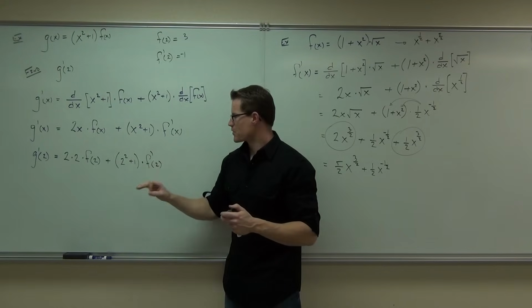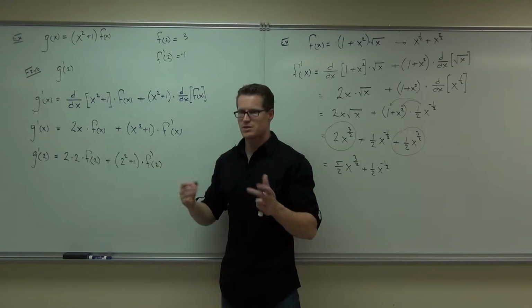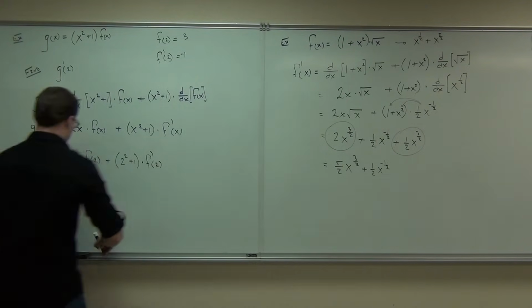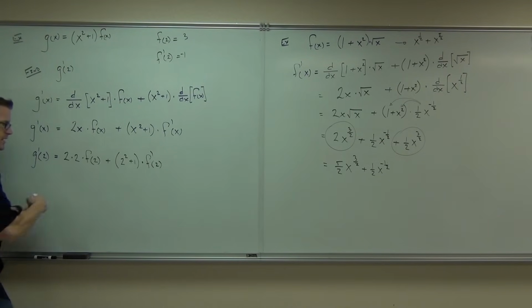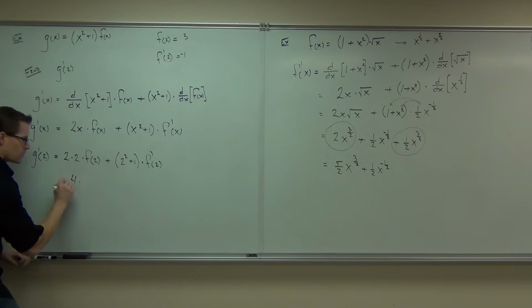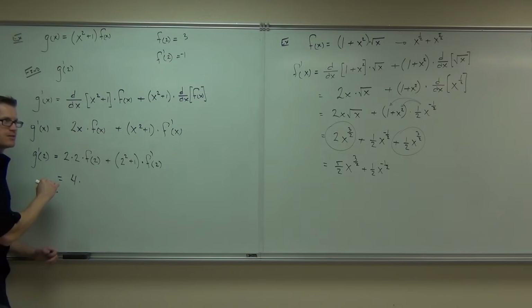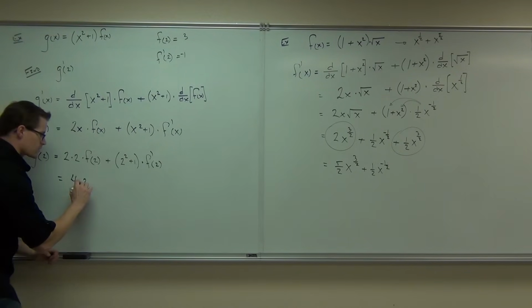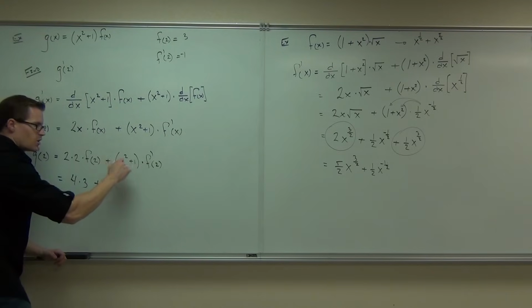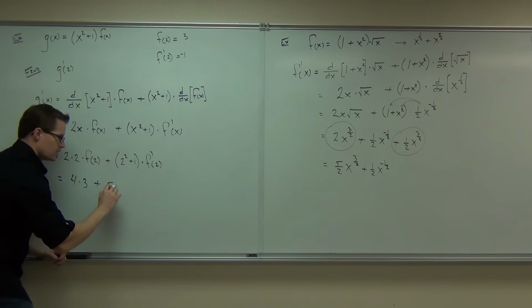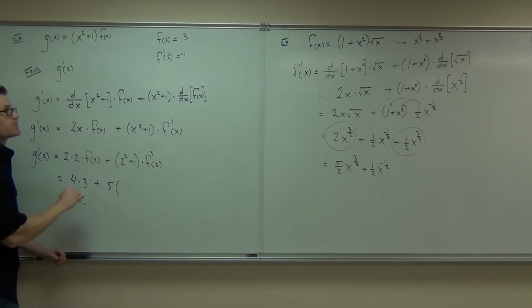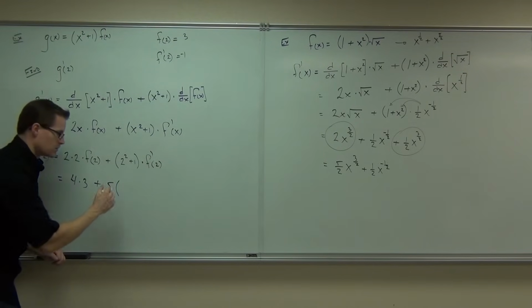Let's go just a little bit further. There's no more x's. We can now make some substitutions. I know that this is 2 times 2, so that is 4 times, hey, what is f of 2? Have I given you that information? 3. 4 times 3. Plus this is all 5. 5 times, what's f prime of 2?